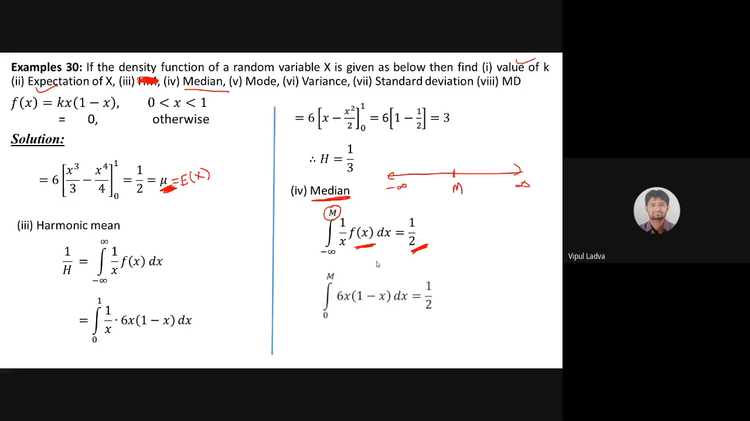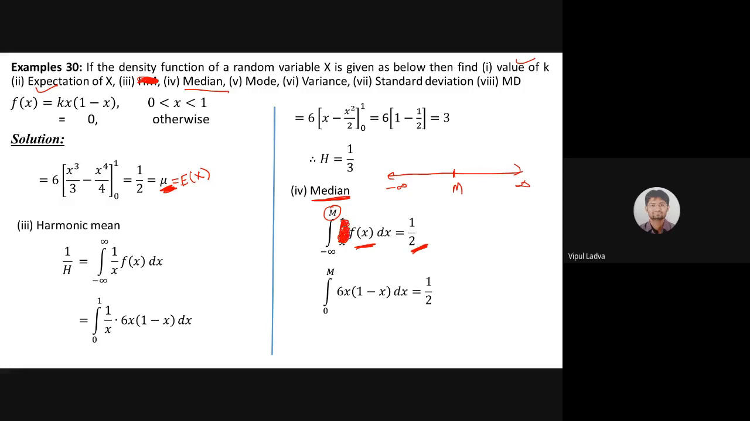अब कैसे करेंगे देखिए. Why is it 1 upon x over there? The kind of typo might be. It should be minus infinity to m f of x dx equals half. This 1 upon x is a kind of typo over there. Is it now? Yes. And we know that.